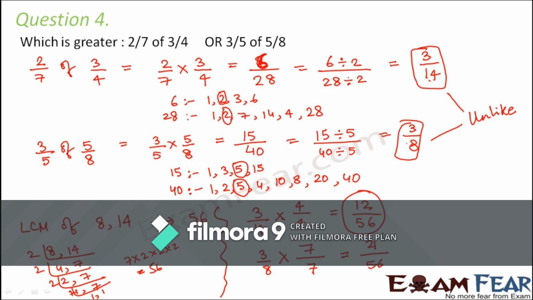Now it is very easy to compare these two. One value is 12 by 56 and the other one is 21 by 56. Now we know that 21 is greater than 12, therefore 21 by 56 is greater than 12 by 56. So 21 by 56 is nothing but 3 by 8. So 3 by 8 is greater than 3 by 14.